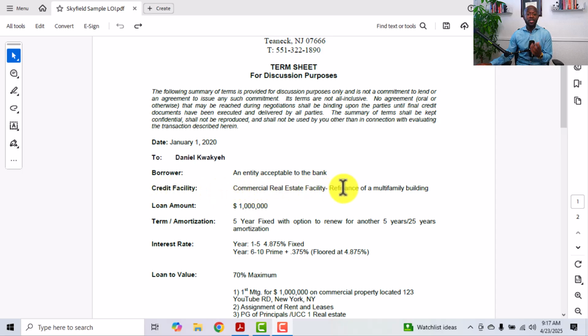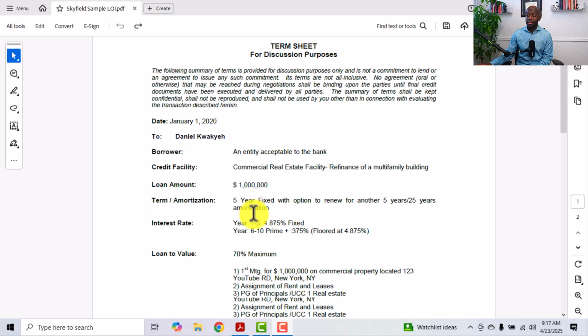So let's assume this is a 10-unit multifamily building, and we want to go ahead and get a refinance loan on that 10-unit multifamily building. The loan amount is going to be for $1 million. You'll see here we have the term and the amortization period. Now going back to those terms that we spoke about earlier, the term of this loan is going to be 5-year fixed, meaning the interest rate is going to be fixed for 5 years with an option to renew for another 5 years.